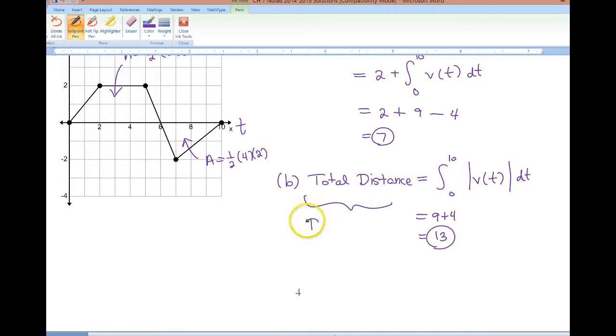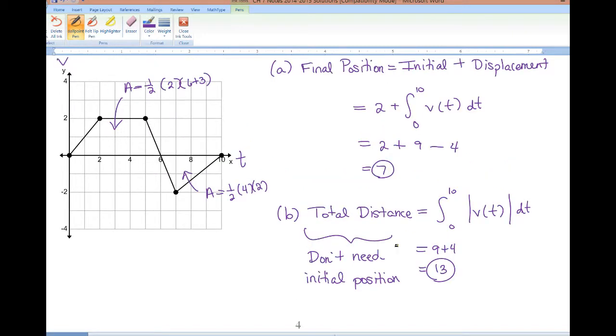No. So we don't need the initial position. We don't care where it started from. Yeah, we did put 2 in. It's the initial plus the displacement plus that. Okay, last one.